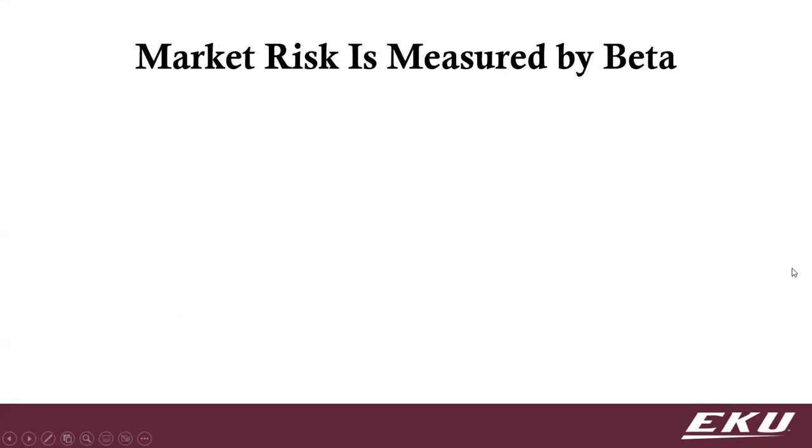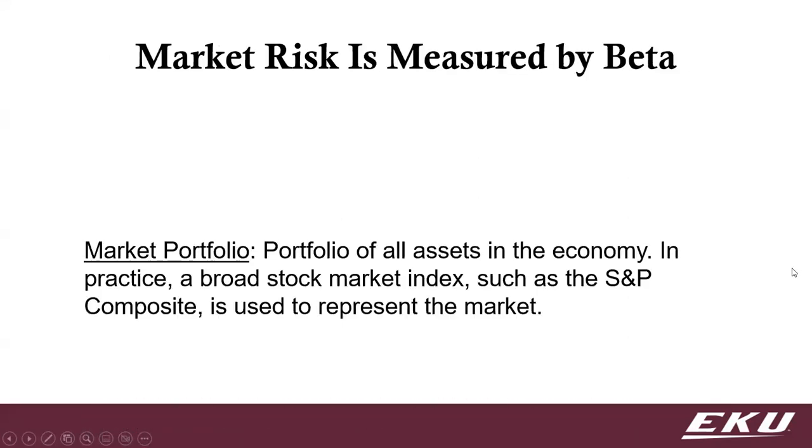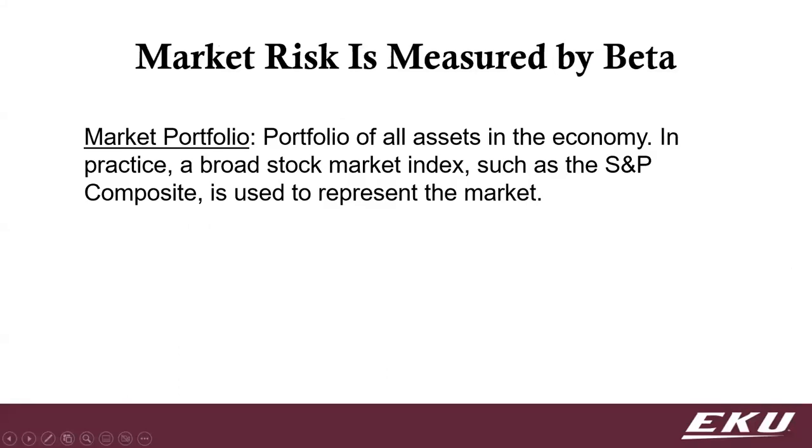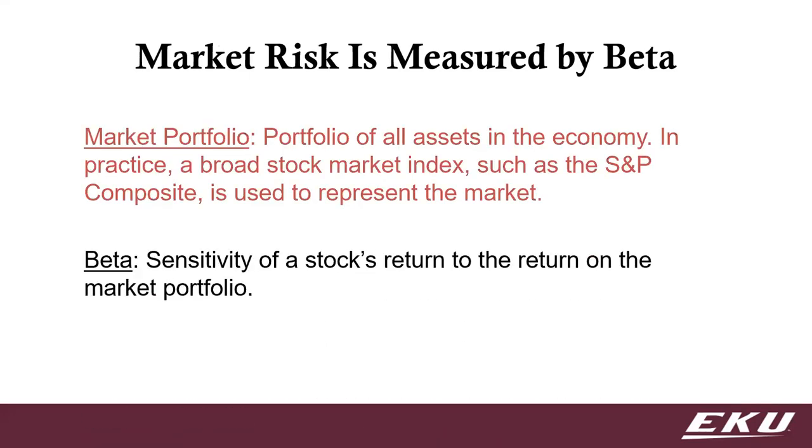Another way we can talk about risk is by beta. If you were to have a market portfolio, that would be a portfolio that is a perfect representation of the market, so it represents all markets appropriately weighted. We'll often use things like the S&P composite. And then we can compare our own return to that market portfolio return, and that would give us our beta, which is how sensitive we are to market changes.